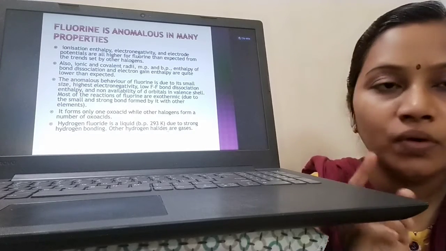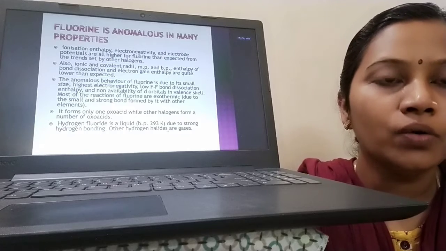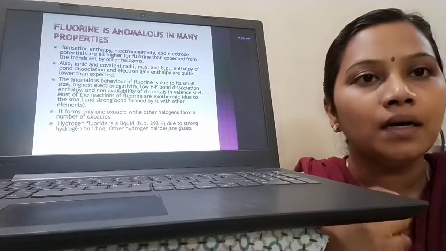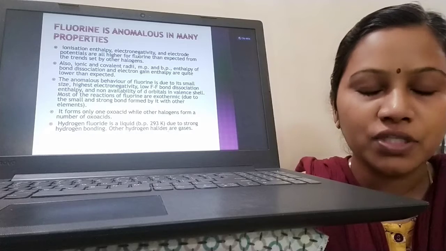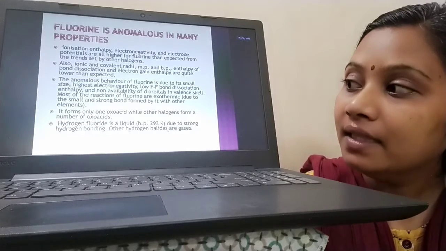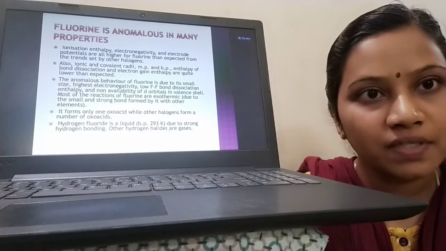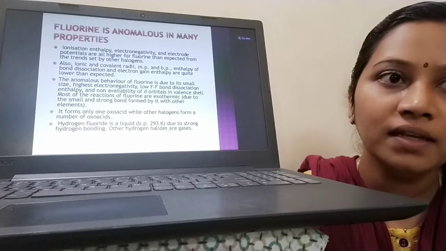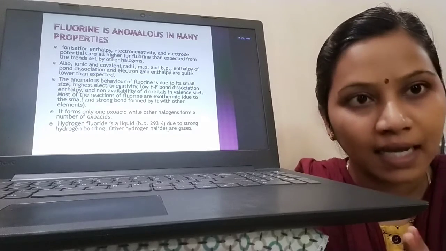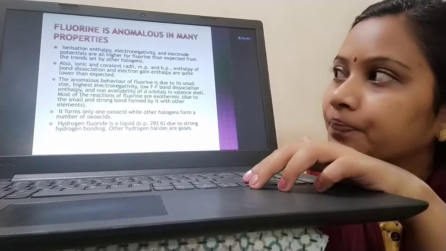So we saw about interhalogen compounds, how they are able to form, able to react with other halogens having higher atomic number. In that, hydrogen fluoride, that is HF, is a liquid comparatively, while all other hydrogen halides from other halogens are said to be gases.